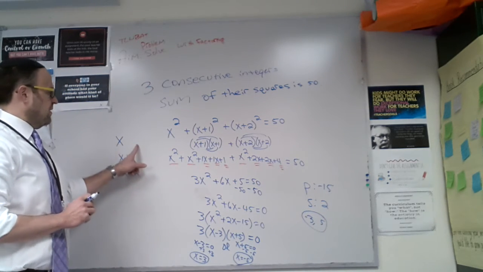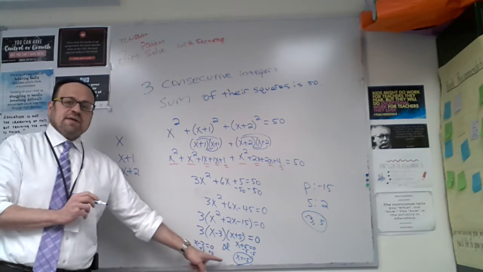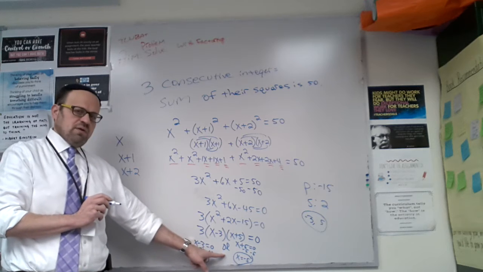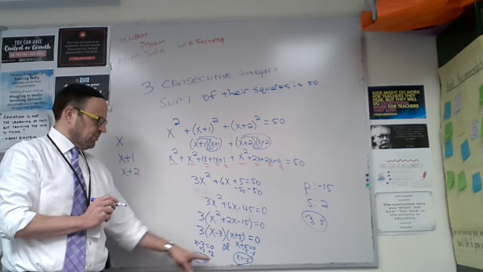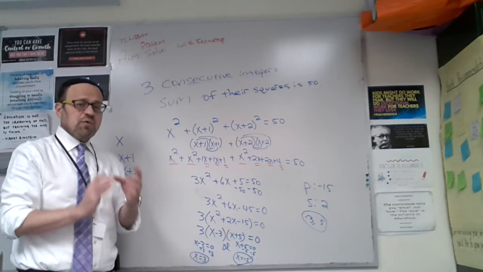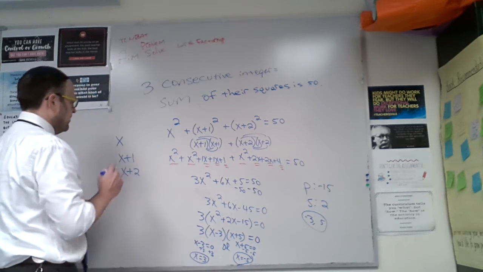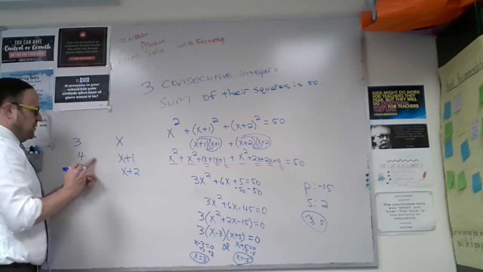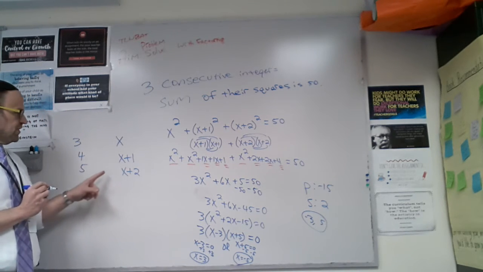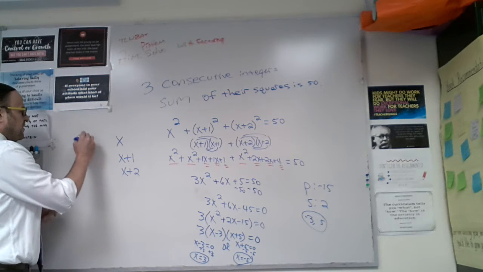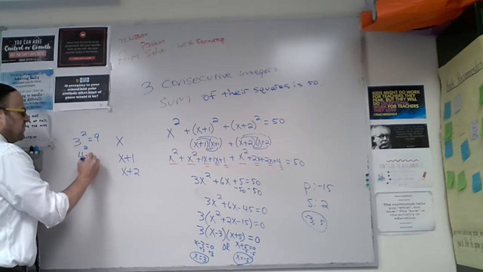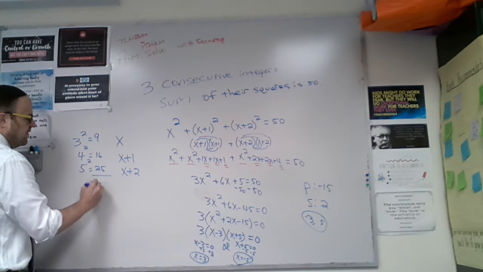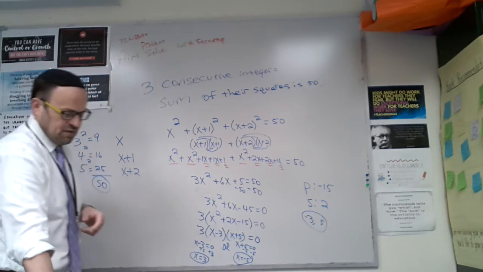Now let's come back up here. Which could it be? Right, we've been saying or all along. Does that mean that x equals 3 or x equals negative 5? Are they both possibilities? Let's take a look at that. Very important. If x is 3, x plus 1 is 4, and x plus 2 is 5, what's 3 squared? 9. 4 squared equals 16. 5 squared equals 25. Add them up, you get 50.